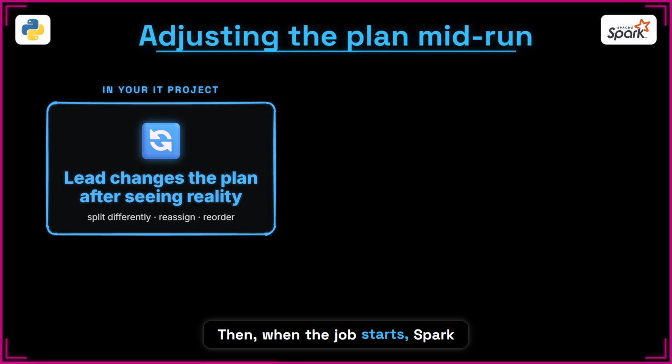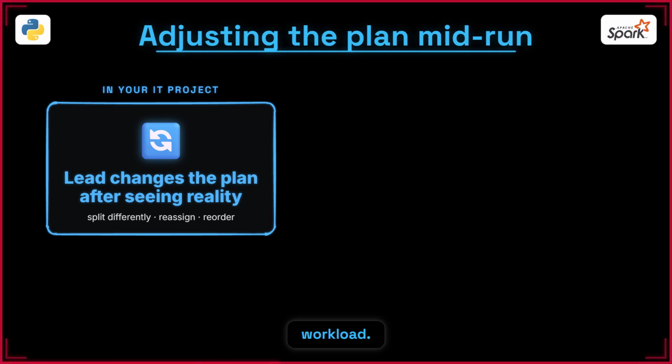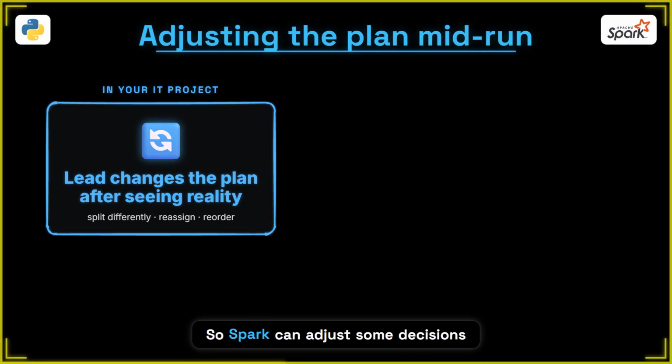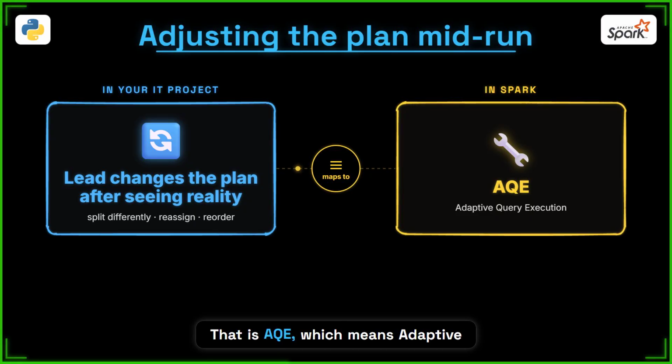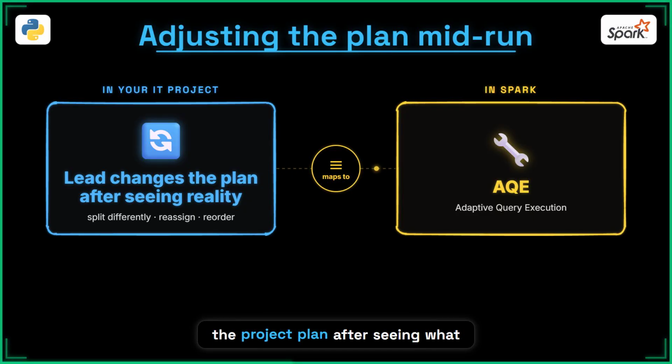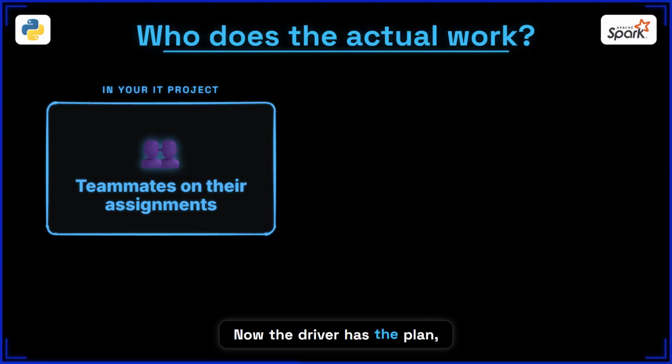Then when the job starts, Spark can learn more from the real workload. Maybe one partition is much bigger than the others. Maybe one side of a join is much smaller than Spark expected. So Spark can adjust some decisions while the work is running. And that is AQE, which means adaptive query execution. It is like the lead changing the project plan after seeing what is actually happening instead of blindly following the original plan forever. Now, the driver has the plan, but it still needs people to do the actual work, right?